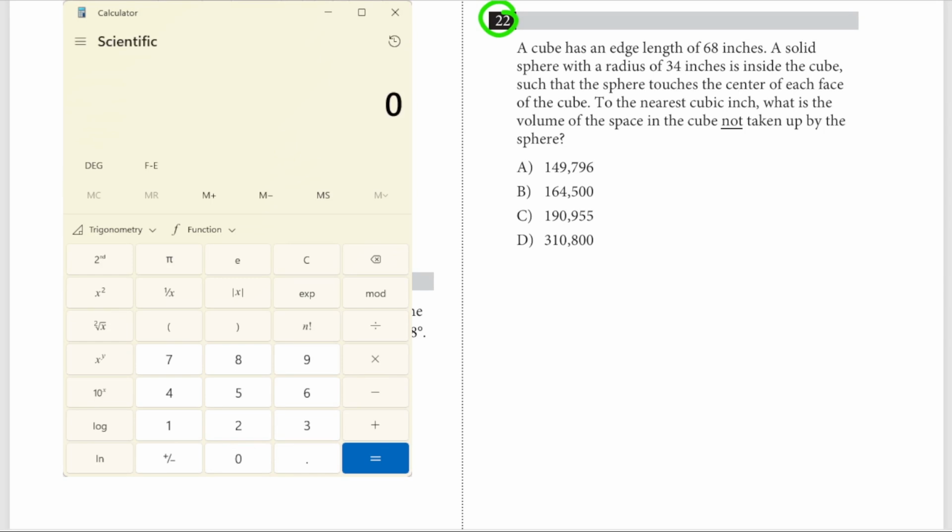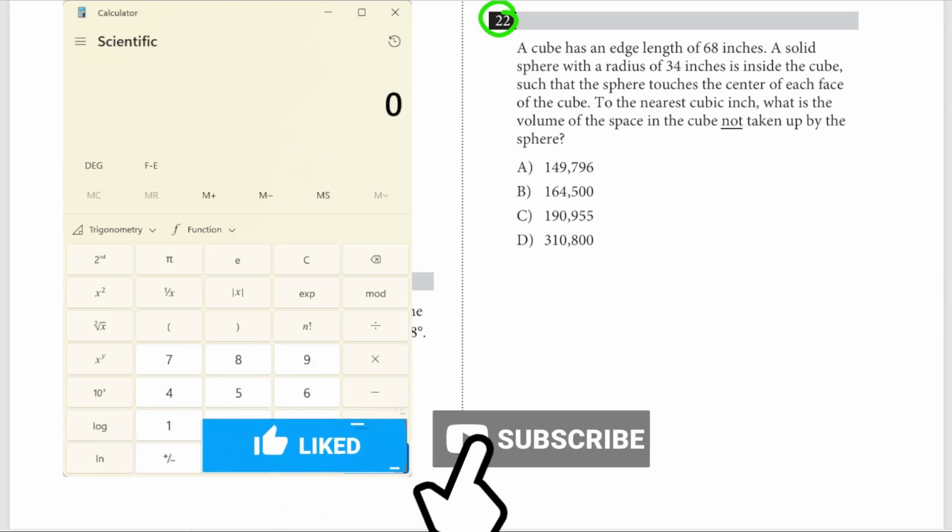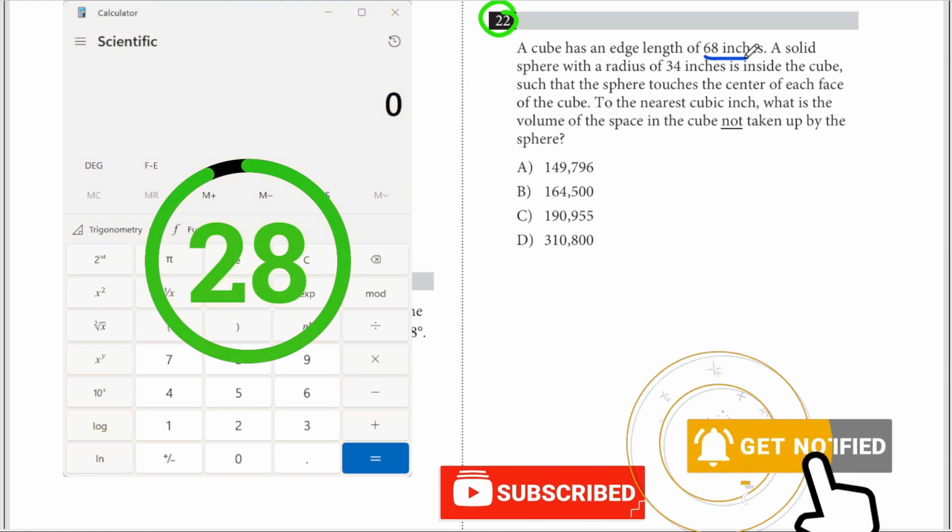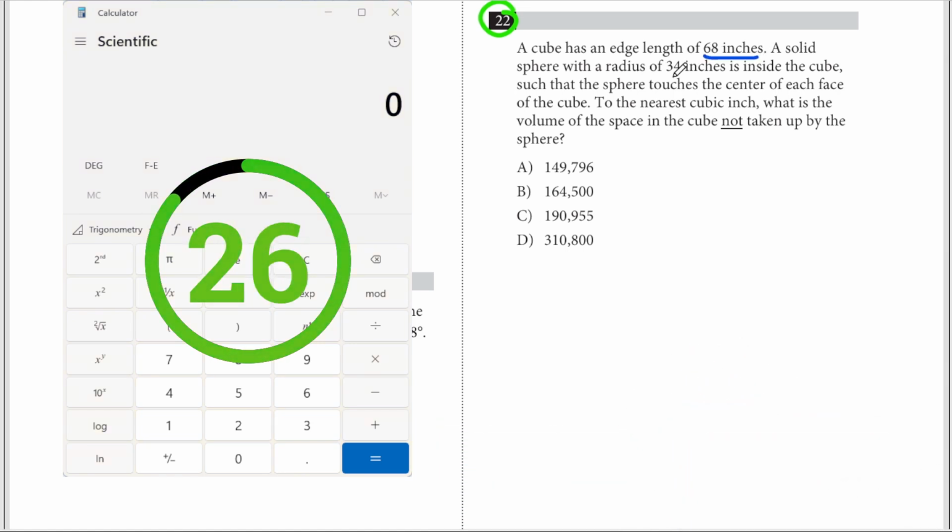So, how can you do this problem in 30 seconds or less? A cube has an edge length of 68 inches. A solid sphere with a radius of 34 inches is inside the cube. To the nearest cubic inch, what's the volume of the space in the cube not taken up by the sphere?